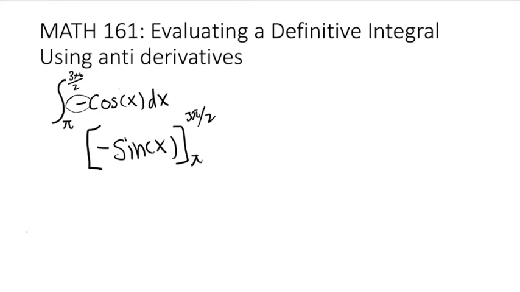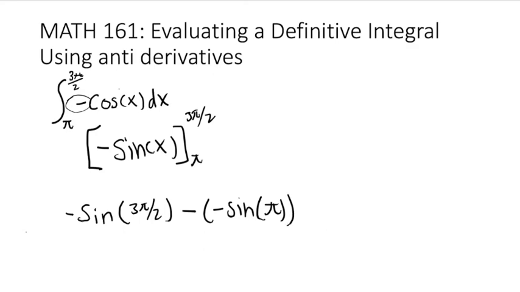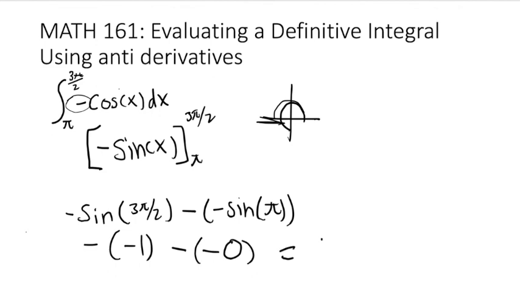So now we're going to evaluate it at 3 pi over 2 and pi. So we're going to have negative sine of 3 pi over 2, minus negative sine of pi. Negative sine of 3 pi over 2, using our unit circle, we know that's going to be negative 1, so negative 1. And that'll be minus, a lot of negatives, minus sine of pi, which according to our unit circle is 0. So our final answer is going to be positive 1.